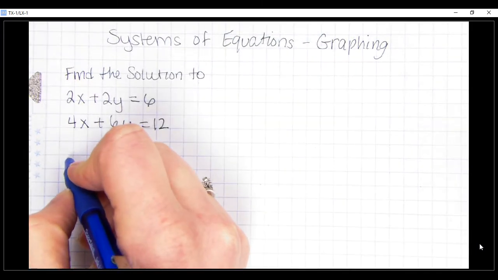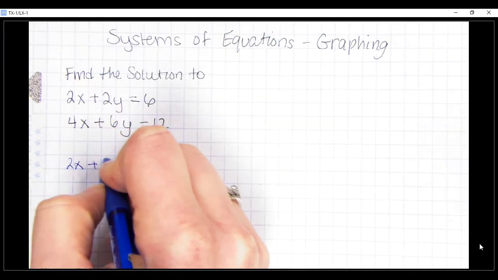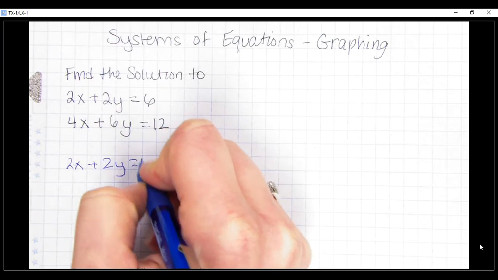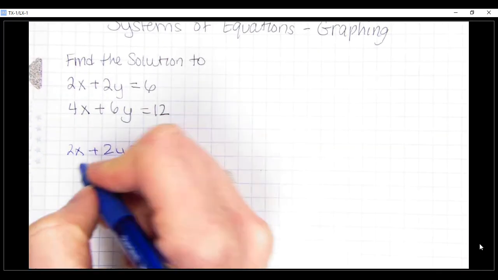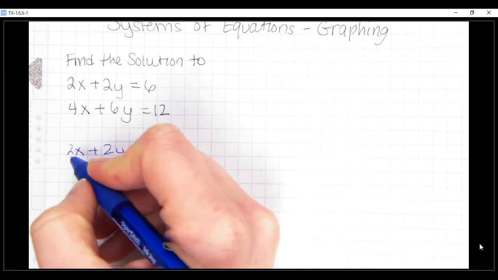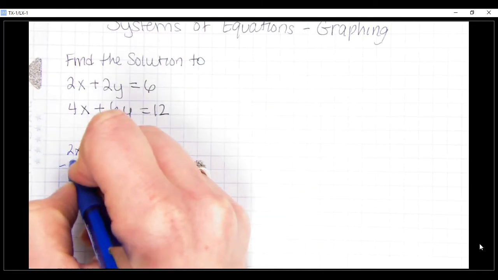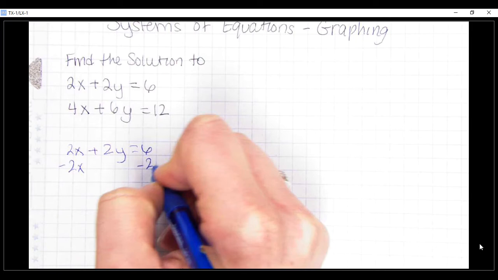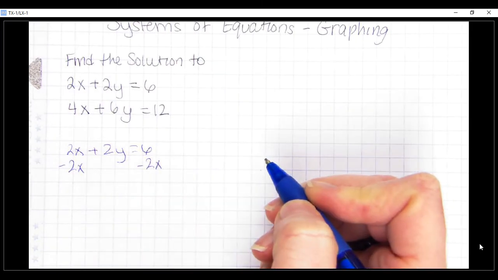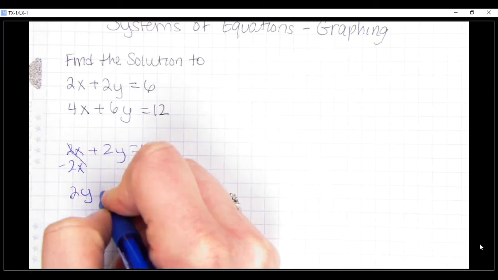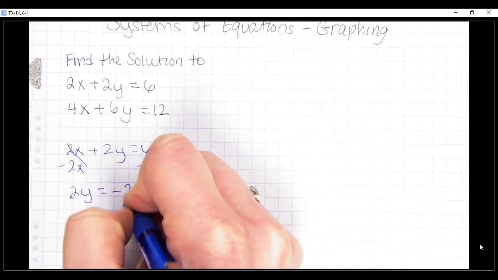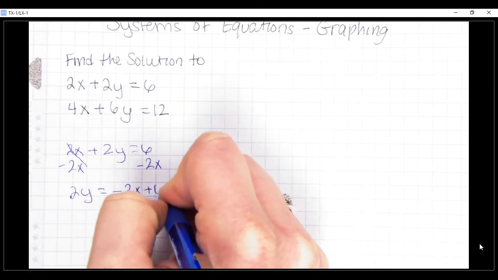So my first problem, I have 2x plus 2y is equal to 6. I'm going to bring that 2x to the other side of the equal sign by using the opposite operation. Since it's a positive 2x, I'm going to subtract 2x on both sides. 2x minus 2x cancel out, leaving the 2y is equal to negative 2x plus 6.